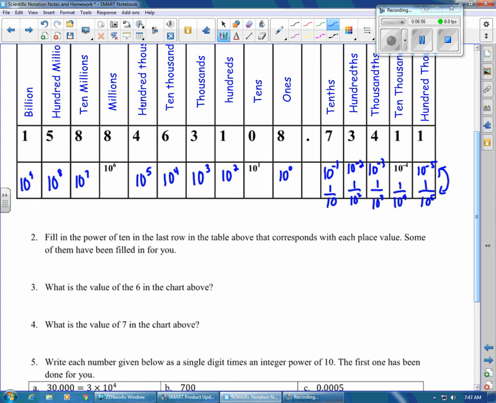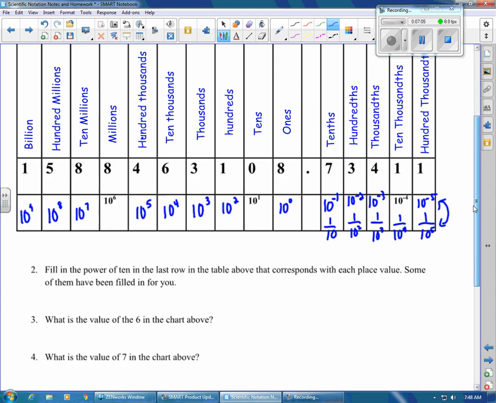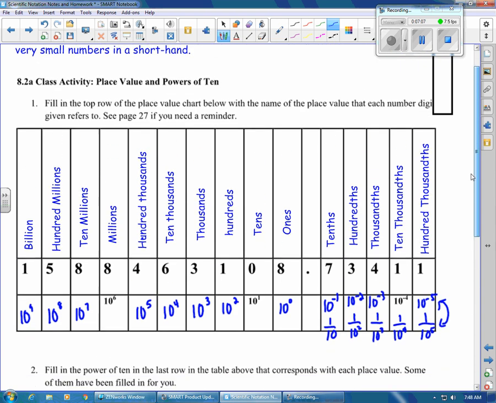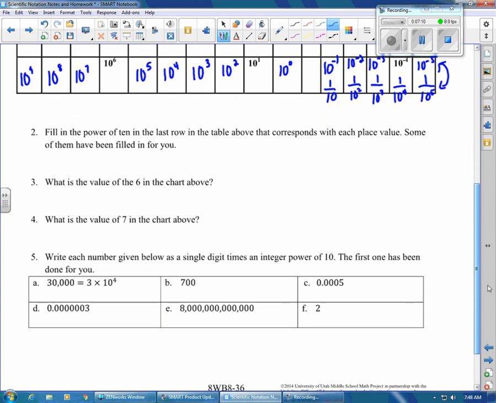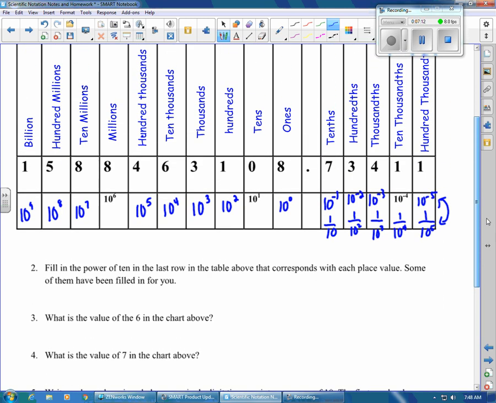So we've finished part 2, where it says fill in the power of 10 in the last row in the table above that corresponds to each place value. Some of them have been filled in for you. We went ahead and finished that up on our own because we did it kind of at the same time. What is the value of 6 in the chart above? So let's find a 6 here. Let's see. 6 is right here. So 6 is in the 10,000s place. So if I take 6 times 10,000, that's going to be 60,000.